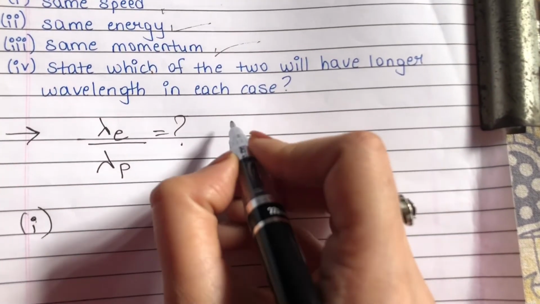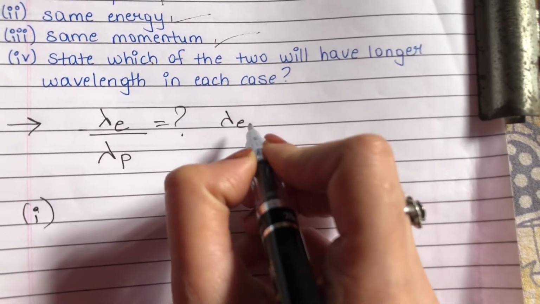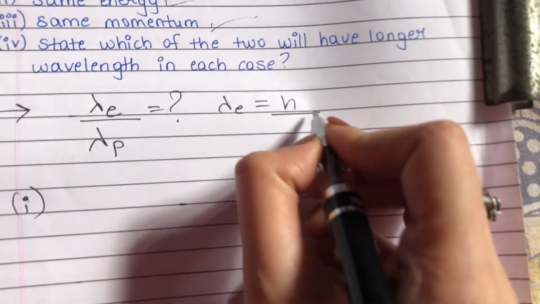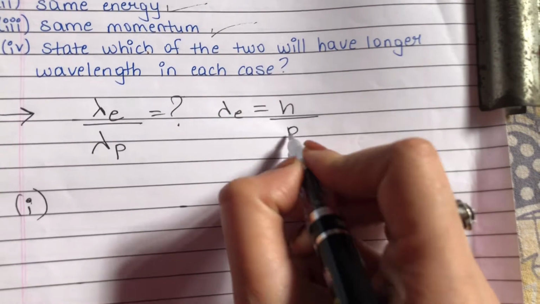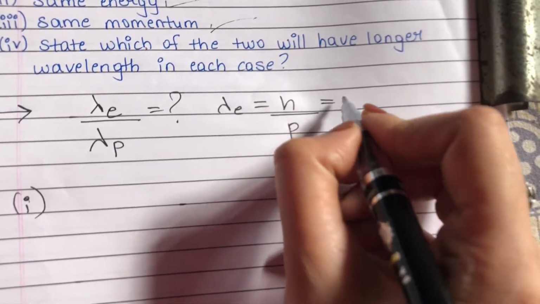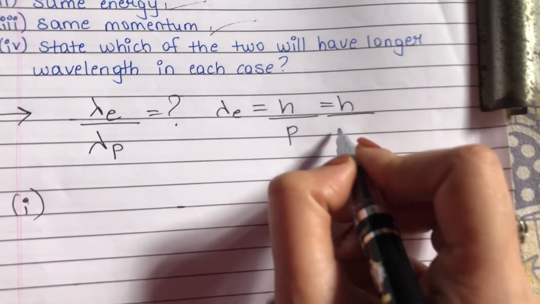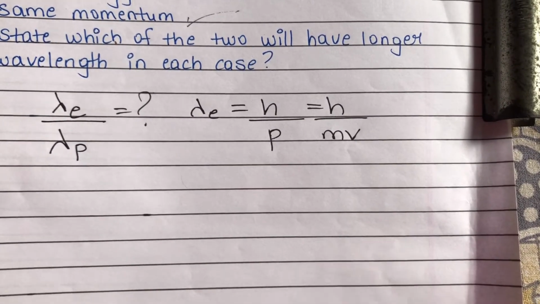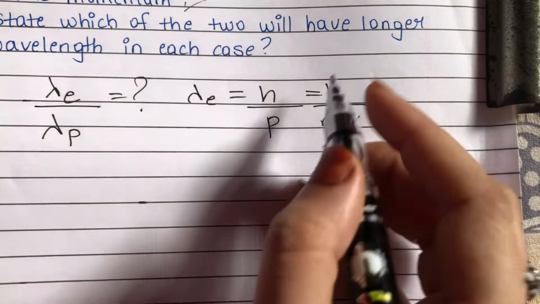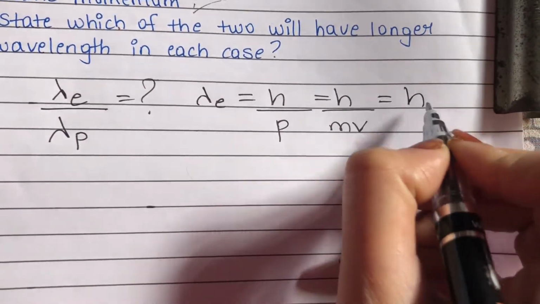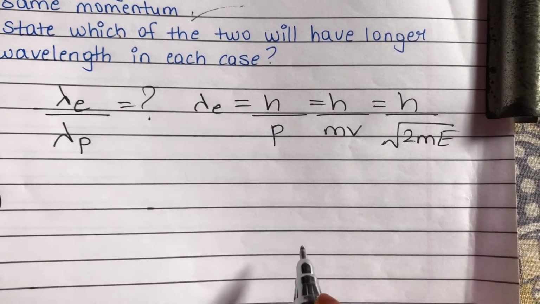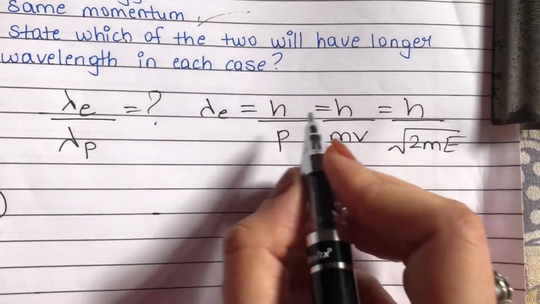Before that, we'll be writing the formula for de Broglie wavelength of electron. We have three formulas. First is h upon momentum. This can be written as h upon mass into velocity. If we have direction, it is known as velocity; if we do not have direction, this is speed. Next is h upon square root of 2mE. According to our need, we'll be using any of the three formulas.